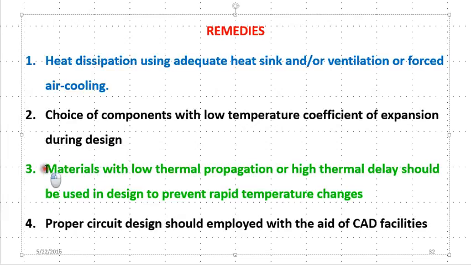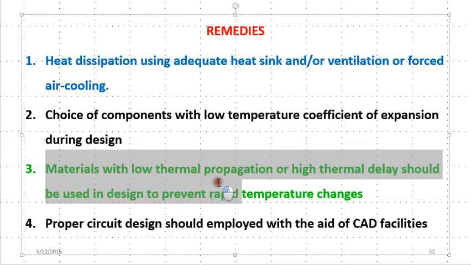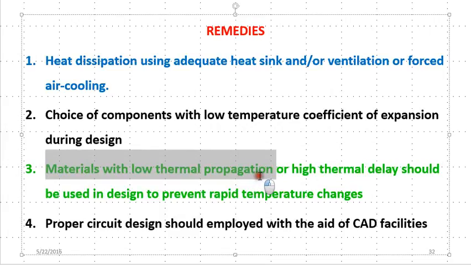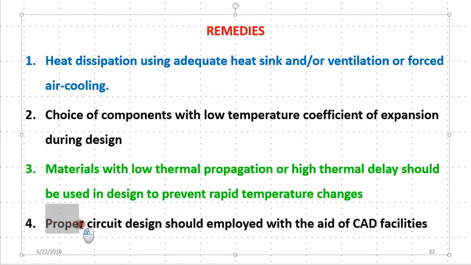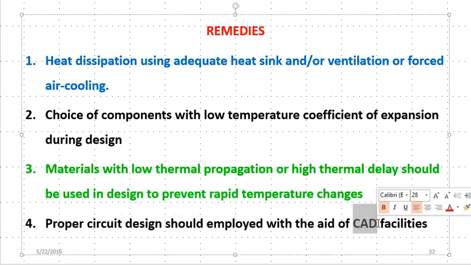And also, we should select materials that have very low thermal propagation, that is, thermal conductivity. Because if you have a material that has very low thermal conductivity, if temperature touches one end, before it reaches the other end, it will take a very long time, thereby preventing the temperature from affecting the other part of the system. And finally, we have to use proper circuit designs using computer-aided design software that will help us design, simulate, and see how the temperature affects it, and then adjust the design until we get the perfect result.